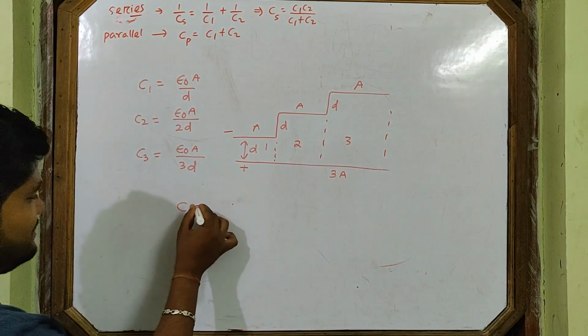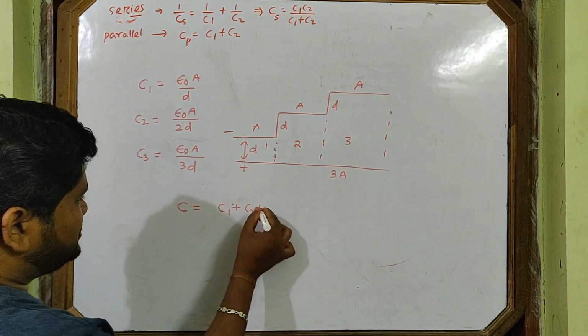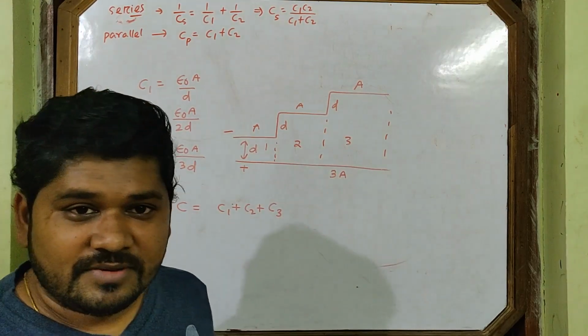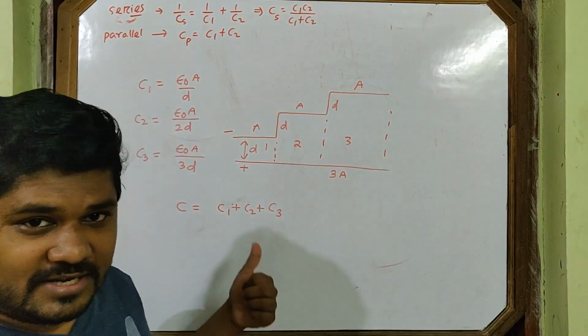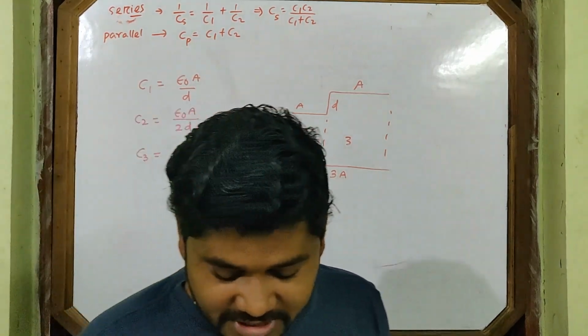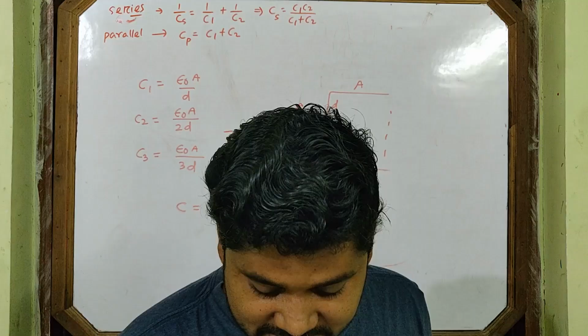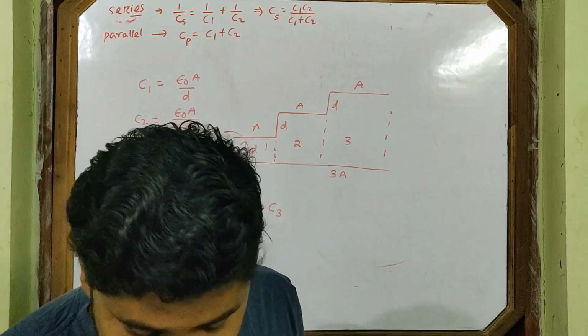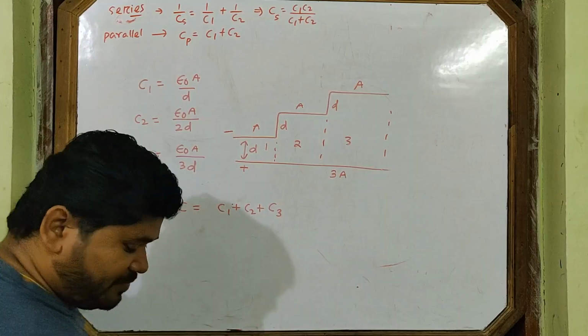Parallel connection, so net capacitance is C1 plus C2 plus C3. I will not add, okay, that is up to you. You will add them, just simply add them, nothing to do. This is a very easy question, came in 2017 CBSE sample paper. Also one question I will give you.